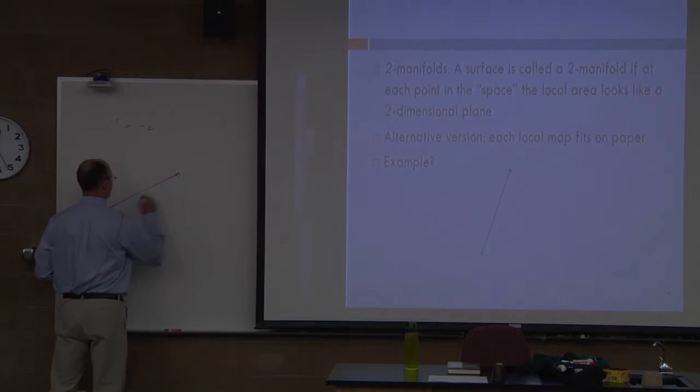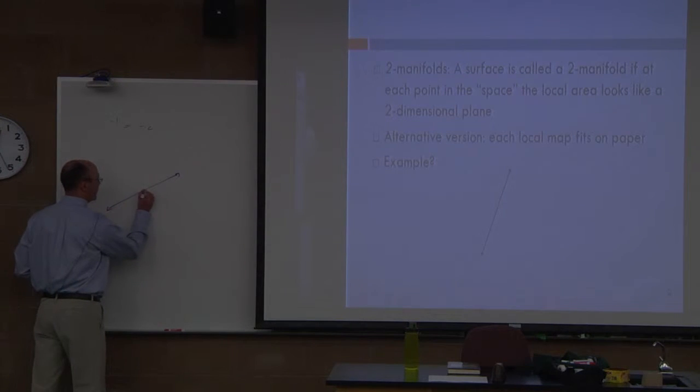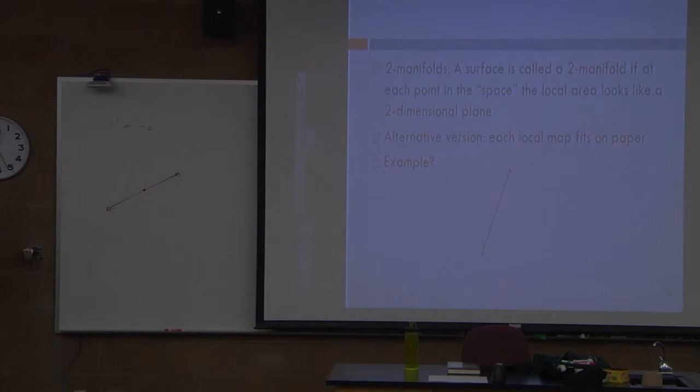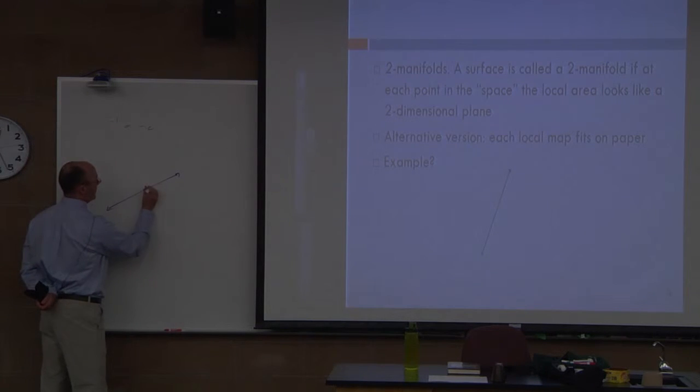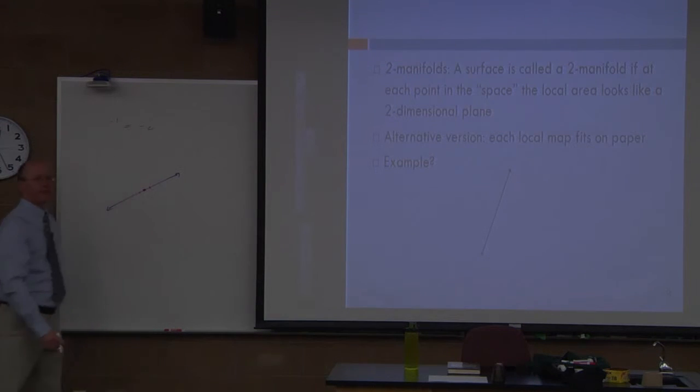This is your universe. You live here. You can't go that way. You can't go that way. There's no such thing as this way or that way. You can go that way, you can go that way, that's it. So you make a map. That's your map. Is that map two-dimensional? No. If it's not two-dimensional, the thing that you're looking at is not a two-manifold.